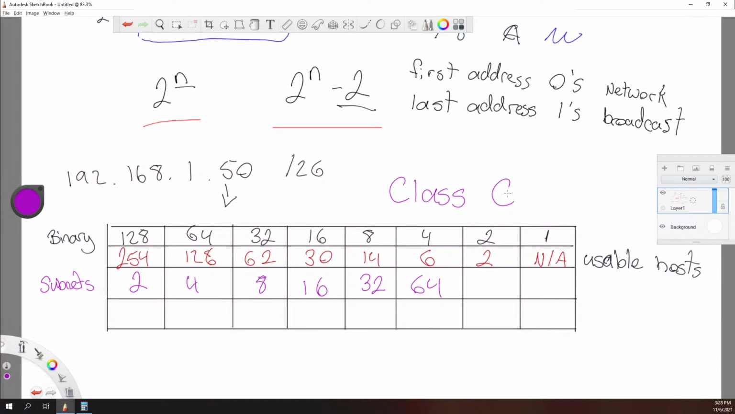If we were dealing with a class C, the smallest we can get is borrowing up to 6 bits. We can't borrow a 7th or an 8th, because if we do, then there's nothing we can use with that space, right? Because if we borrow 6, that leaves us the remaining of 2, and the remaining of 2, we can basically get one thing out of it. So these last two are basically not applicable. You can't borrow them in a class C.